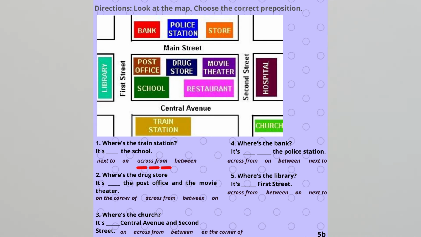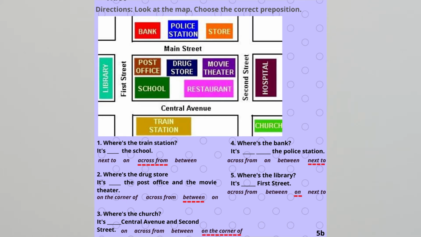All right, let's see how we did. We already did number 1, where's the train station? And we said that it was across from the school. Now let's look at the rest. Number 2, where's the drugstore? It's between the post office and the movie theater. Number 3, where's the church? If you said it's on the corner of Central Avenue and 2nd Street, you're correct.